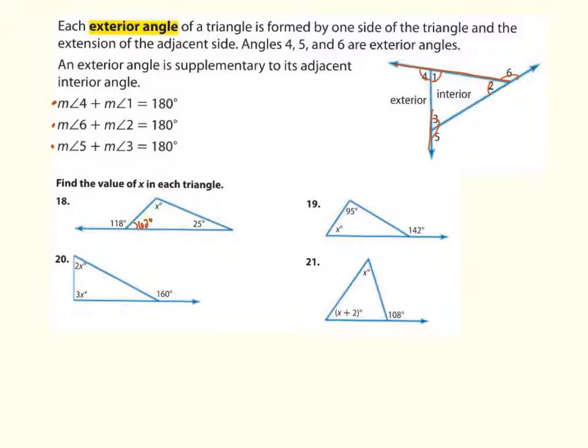Now we do what we already did. Let's go ahead and write the equation. So we've got 62 plus 25 plus x equals 180. 62 plus 25 gets you 87. Go ahead and solve by subtracting 87. x equals 93 degrees. So x right here is 93 degrees, and that's answering the question for finding the value of x.